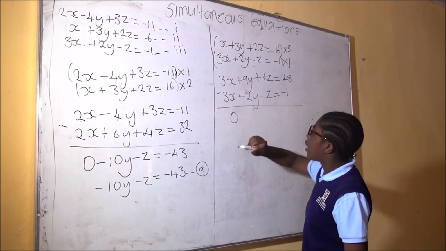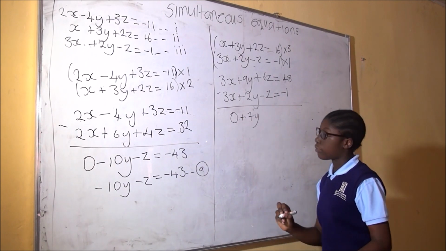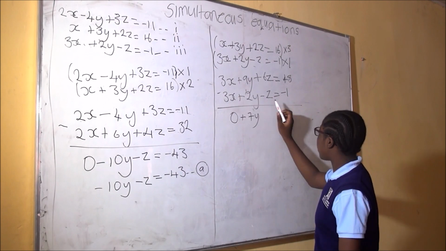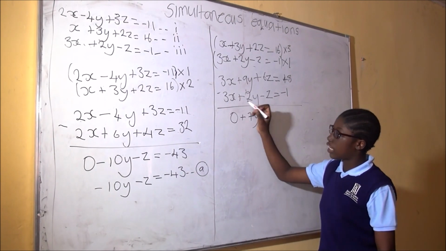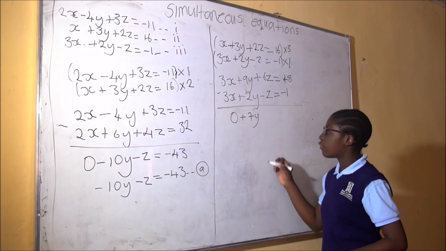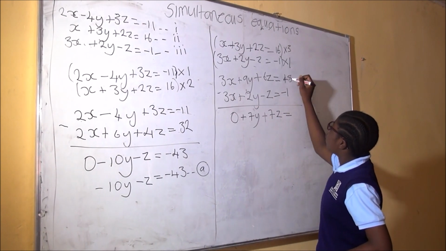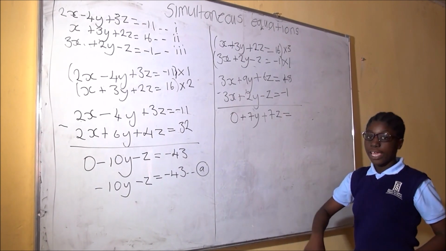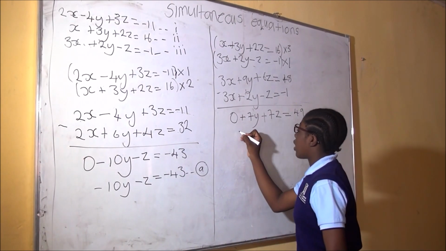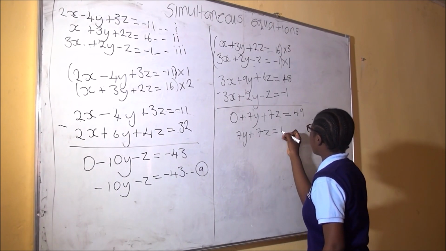And positive 9y minus 2y, we're going to have positive 7y. And 6z minus negative z, the signs are the same. You multiply them and we're going to have a positive. So it's going to be positive 7z is equal to 48. The signs are the same, we multiply them and we add, we're going to have 49. So we have 7y plus 7z is equal to 49.